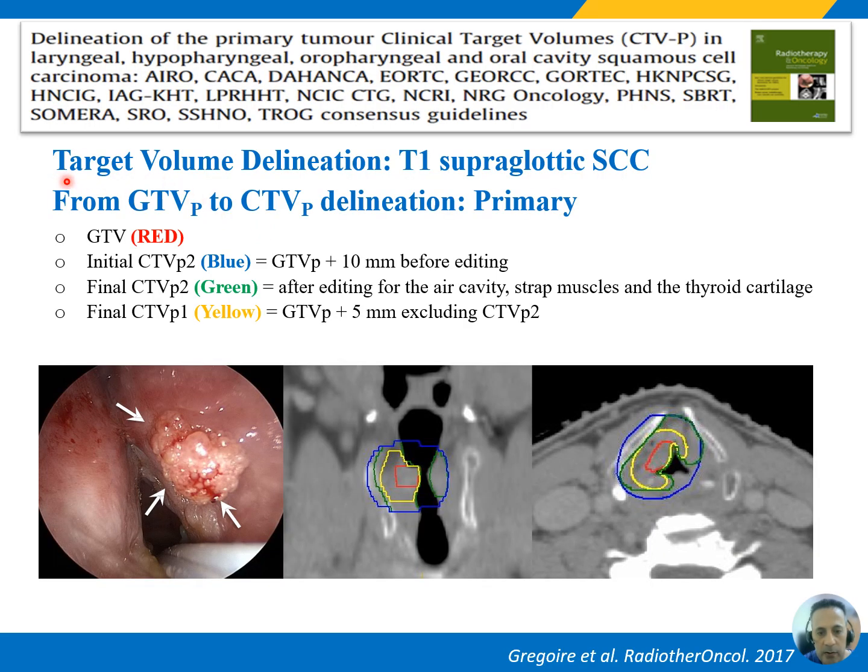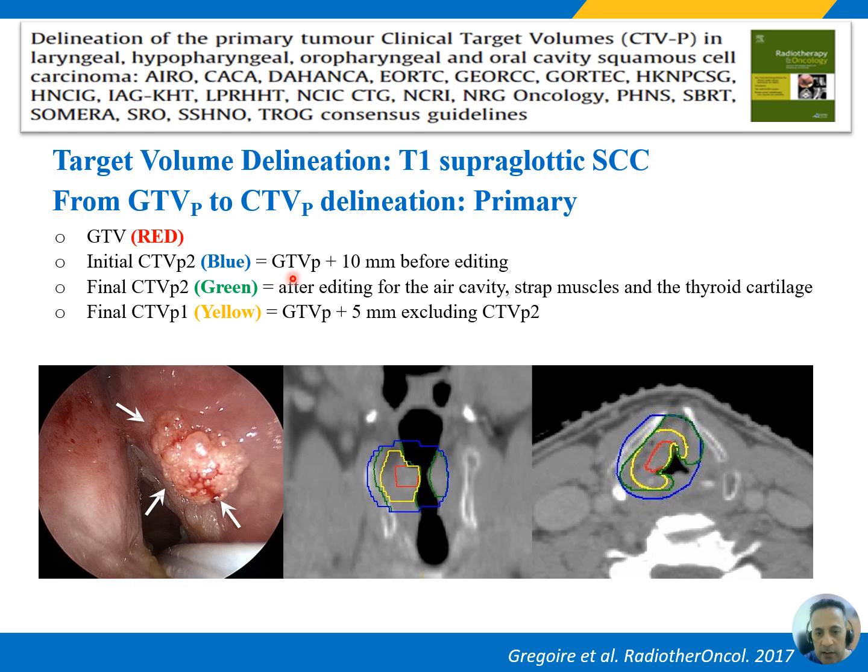This is an example of target volume delineation for T1 supraglottic larynx. You need to define two volumes, one for the primary, one for the elective neck. You start with the primary, and you contour the GTV. As you can see in the fiberoptic laryngoscopy, the tumor is involving the right false cord. You contour your GTV, then you create your CTV-B2 low risk that will receive 56 gray, represented in blue.